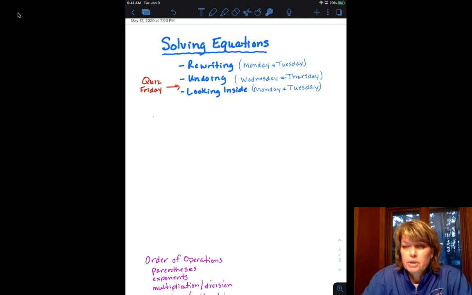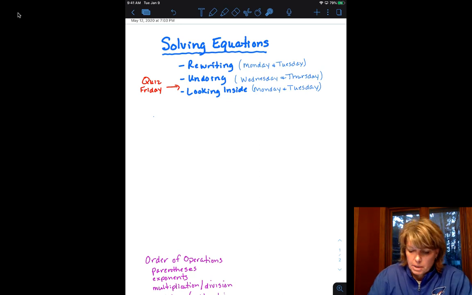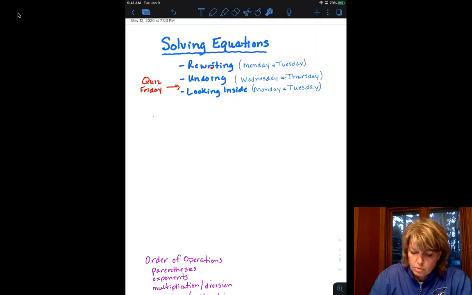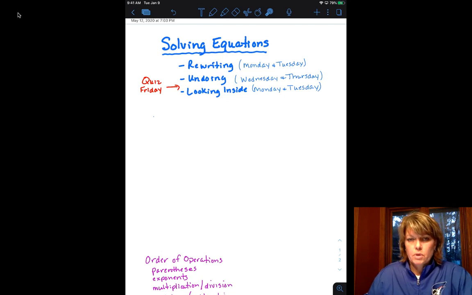Monday and Tuesday of this week, Mr. Klug showed you how to rewrite some equations to make them easier to solve. Monday and Tuesday we did rewriting. Today we're going to do some undoing, another method for solving equations to make them easier, more efficient. Friday we're going to take a quiz, and then next week we'll start with looking inside, the third method for solving equations to make them a little bit easier before we solve them.